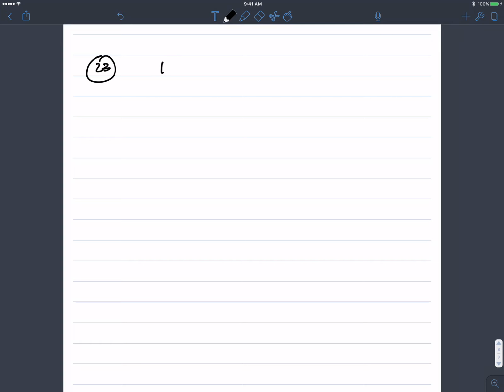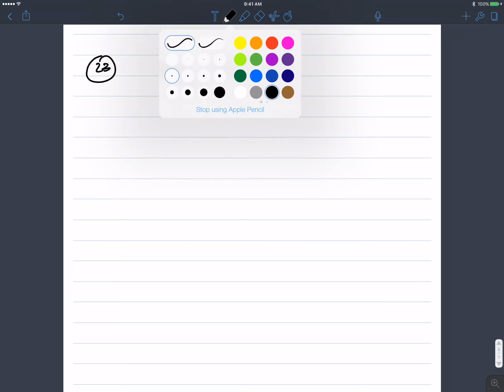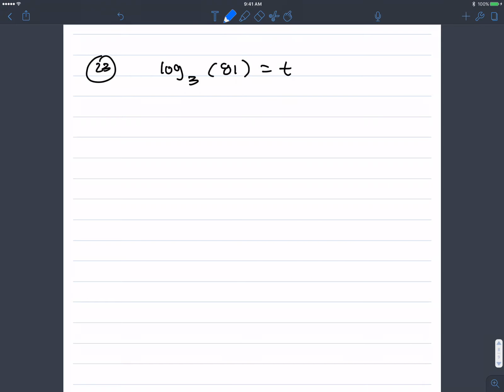Number 23. Log base 3 of 81 equals some t value. By definition, 3 to the t is 81. And again, we can use properties of exponentials on this side, because 81 could be described as 3 to the fourth power.